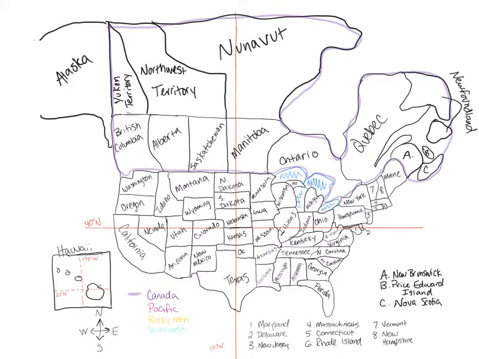Next, choose your next color. We're gonna go Pacific states. The Pacific states are going to be Washington, Oregon, California, Alaska, and Hawaii. Don't forget about Alaska and Hawaii. Okay, so Alaska and Hawaii. Washington, Oregon, and California.